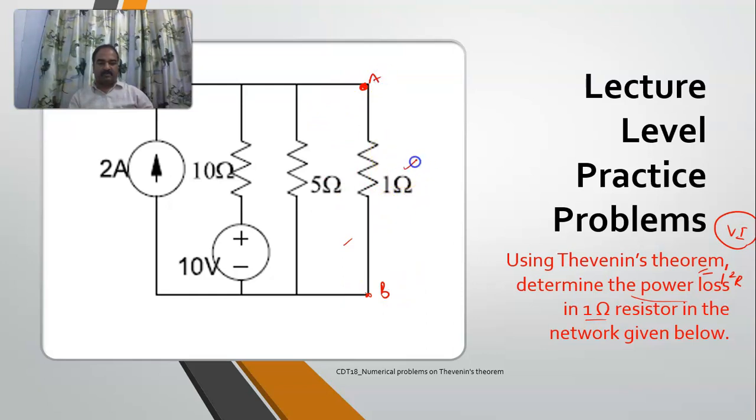First of all, you remove this resistor, determine VTH, next replace all sources, and next determine RTH, and finally again replace the entire network. Okay, so I hope that you will be doing these problems at home and come back to the class so that we will discuss more on Thevenin's theorem.